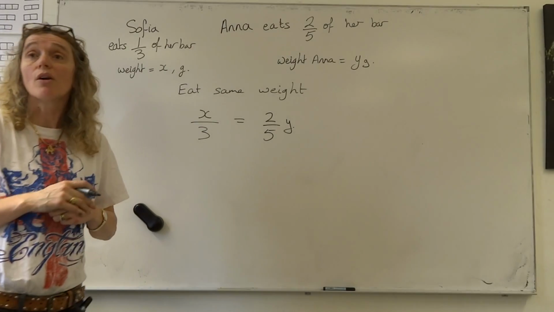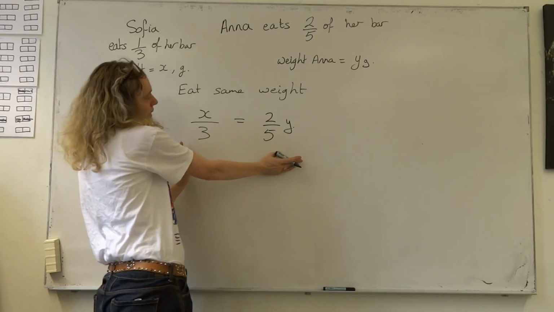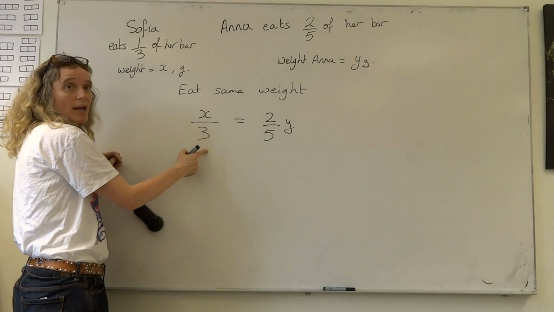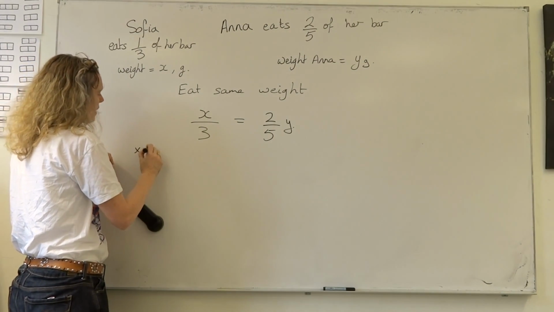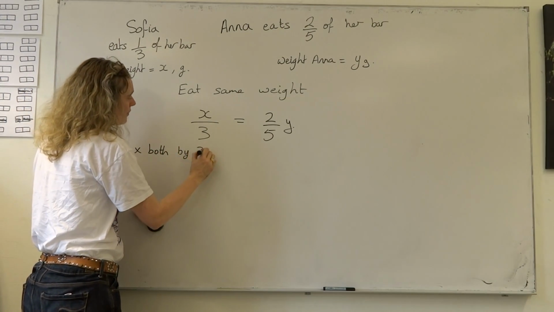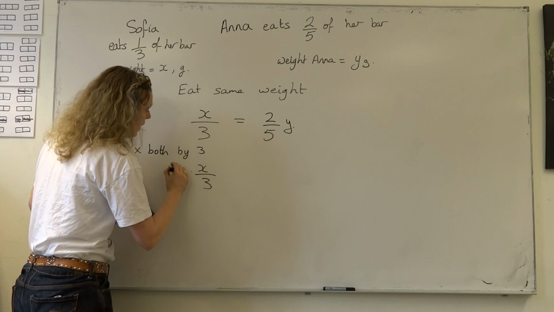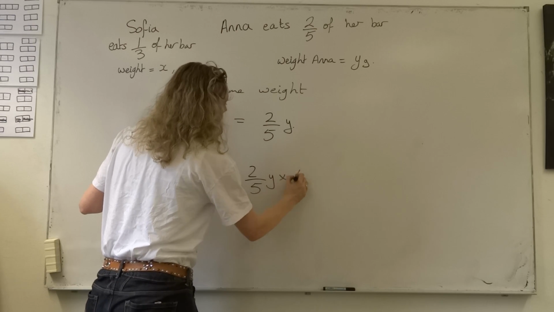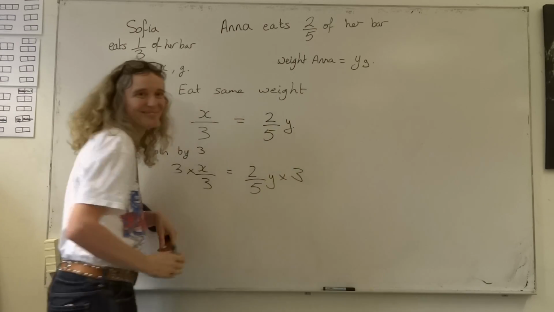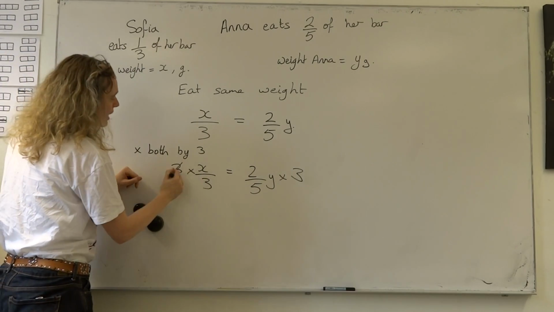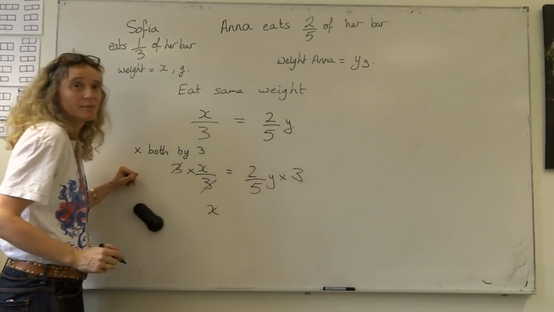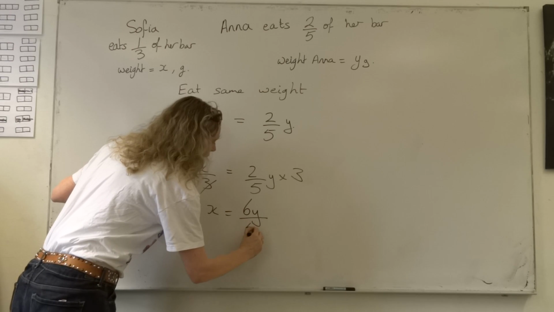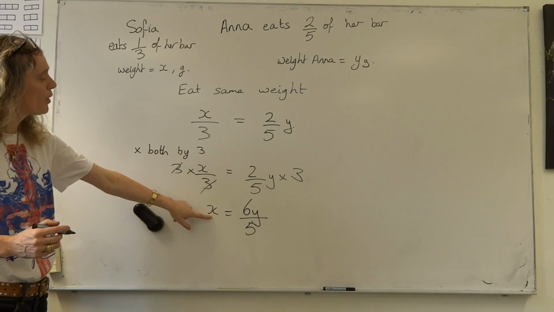And the question is, whose bar of chocolate is biggest? Well, when you set it up like this, it's really easy. Because if you multiply both sides of the equation by 3 to get rid of the divide by 3 here, so times both by 3, you get X over 3 multiplied by 3 equals 2/5 of Y, also multiplied by 3. 3 divided by 3 is 1, so on this side you just get X. And on the other side, 2 times 3 is 6, 6Y divided by 5.